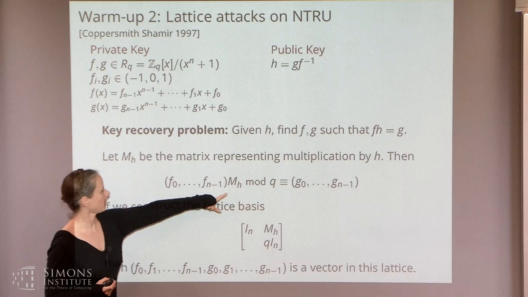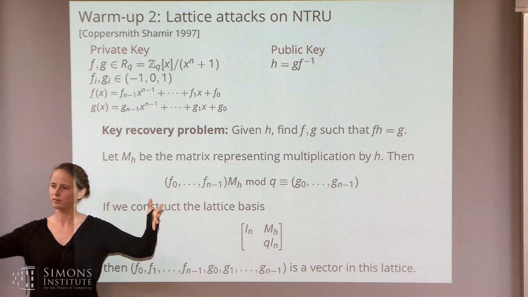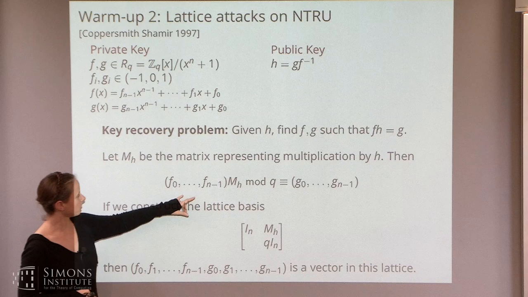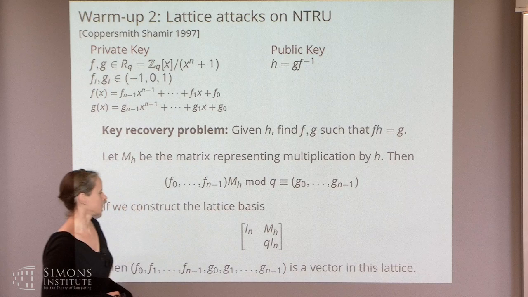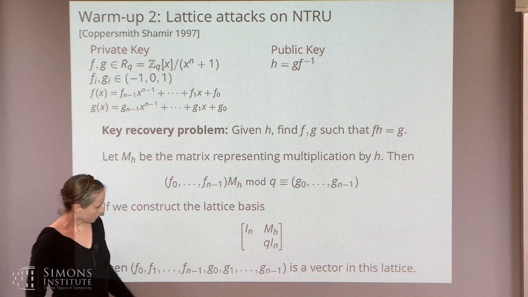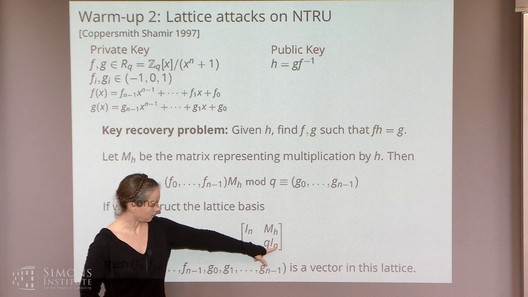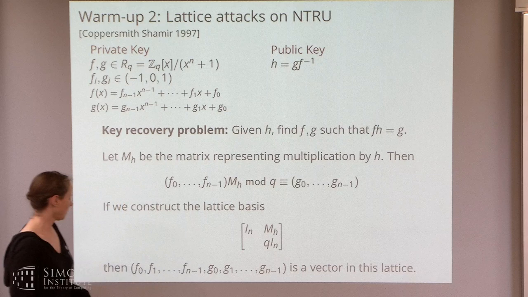So if you have this h, I was going to write this out, but it was too big. If you make this circulant matrix, we've already seen this a couple of times, that represents multiplication by h. Then this has the property that if you multiply the vector that corresponds to the coefficients of f times this matrix mod q, then that's equal to the g value. And so if you set up this kind of 2n by 2n matrix where you have the identity in one block and q times the identity in this block, and then this multiplication by h matrix in this block, then this vector that is the solution, f and g, is a vector in this lattice.